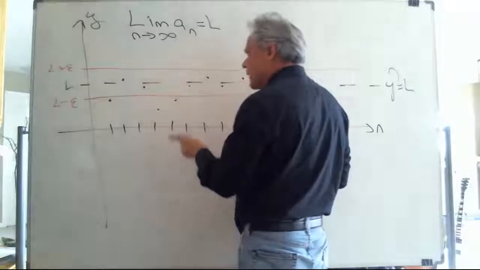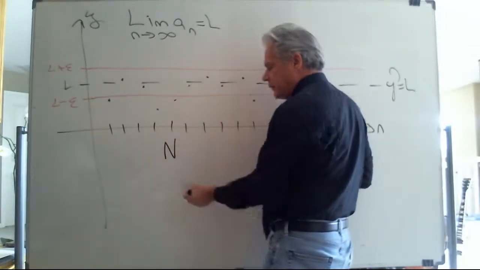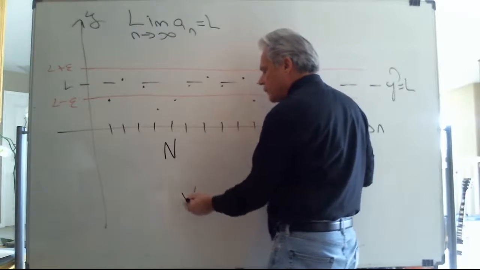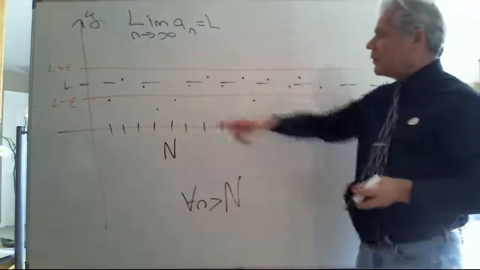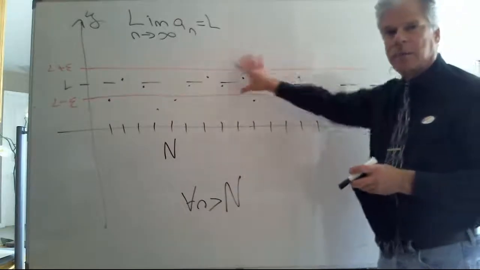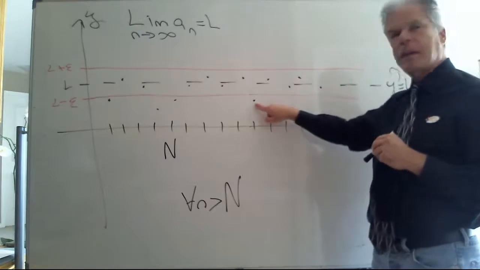Notice how if I choose my lowercase n to be bigger than, say, this value right here, I'll call it uppercase N. Is it not true that for all values of lowercase n bigger than big N, all these dots are within my horizontal band in red? Okay, looks like I made a mistake. Looks like that one isn't.